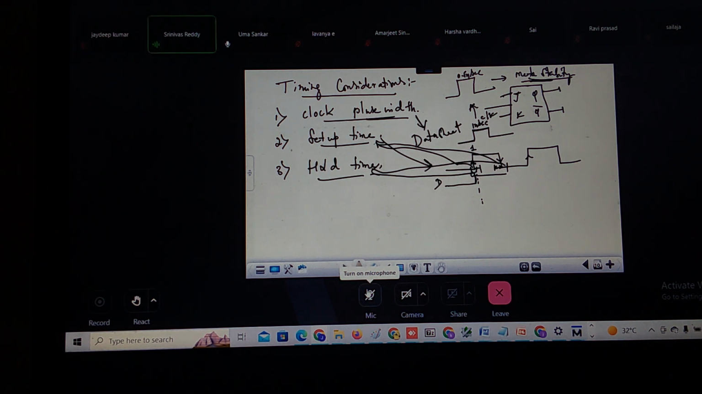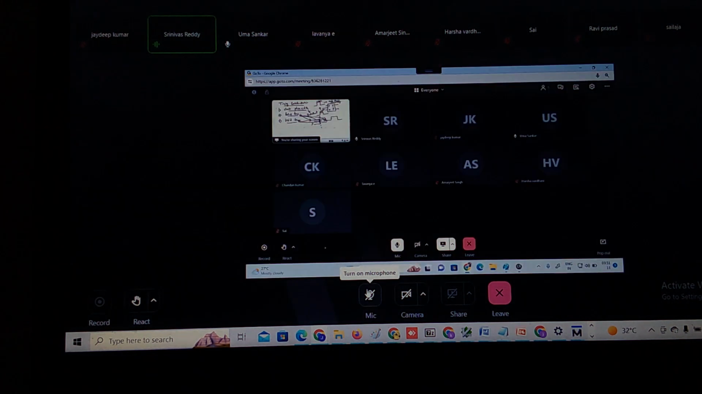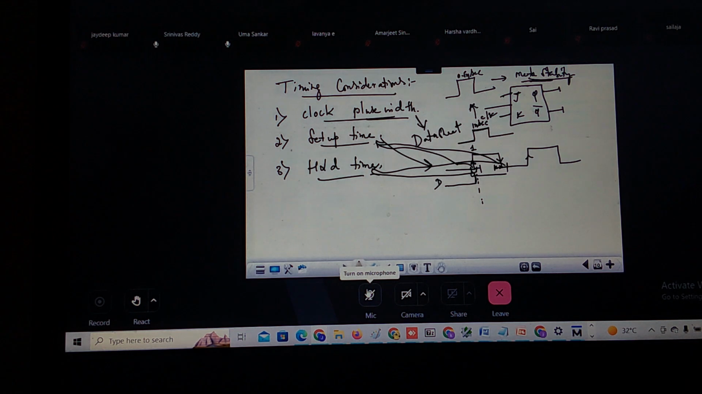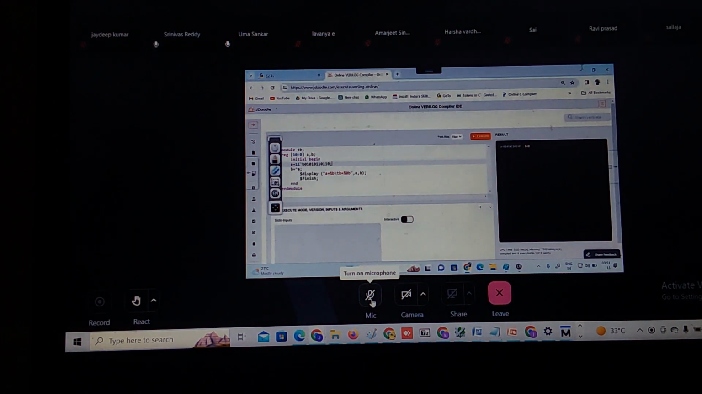Did you understand? Yeah, am I audible? Hello? Yes, sir. Did you understand what is meant by metastability? Yes, sir. That is, setup and hold time means what? I didn't get it clearly, sir. Okay. Let us do one thing.